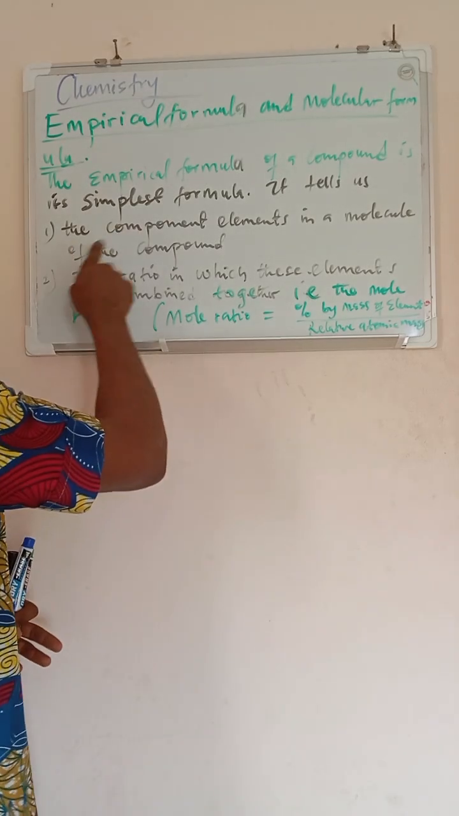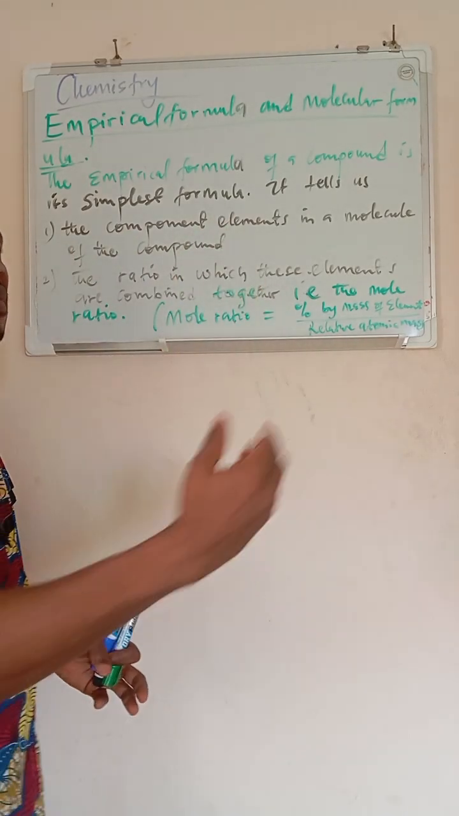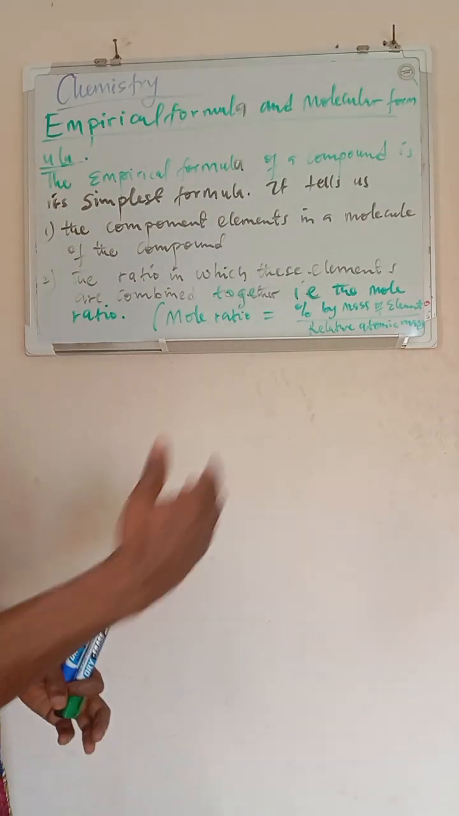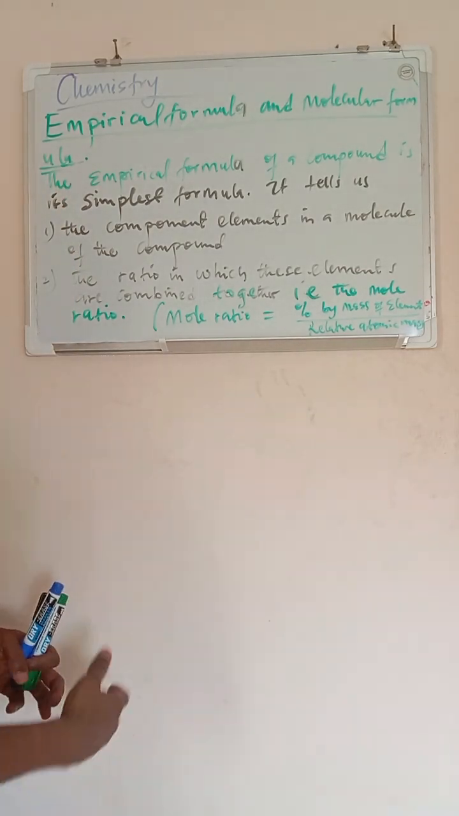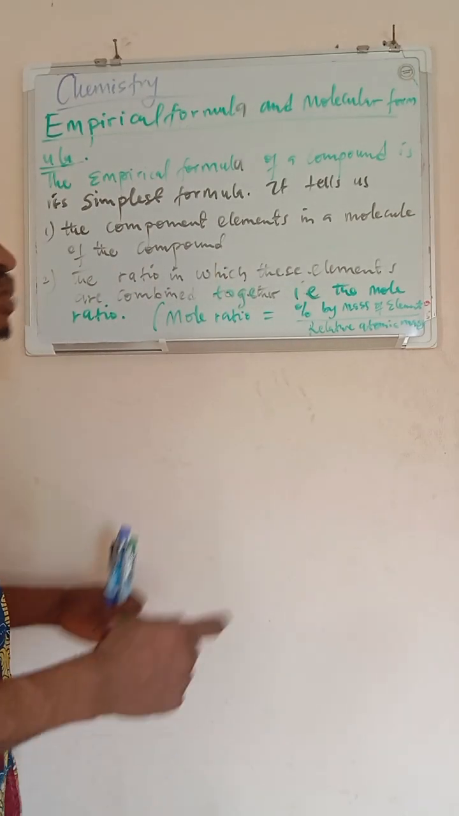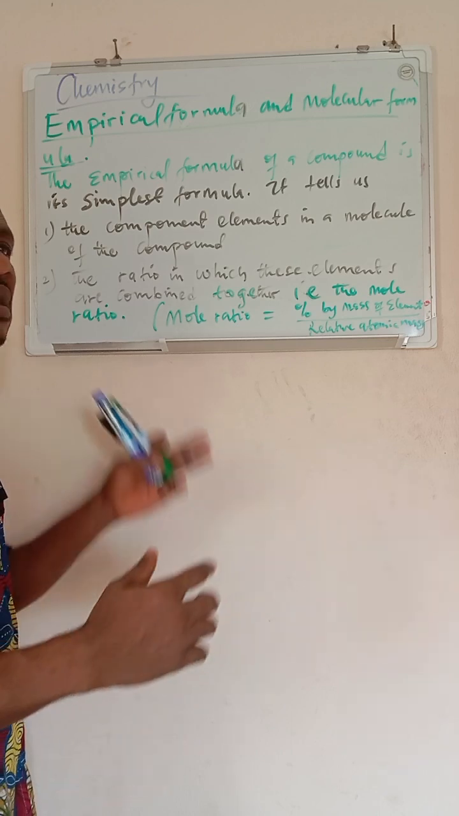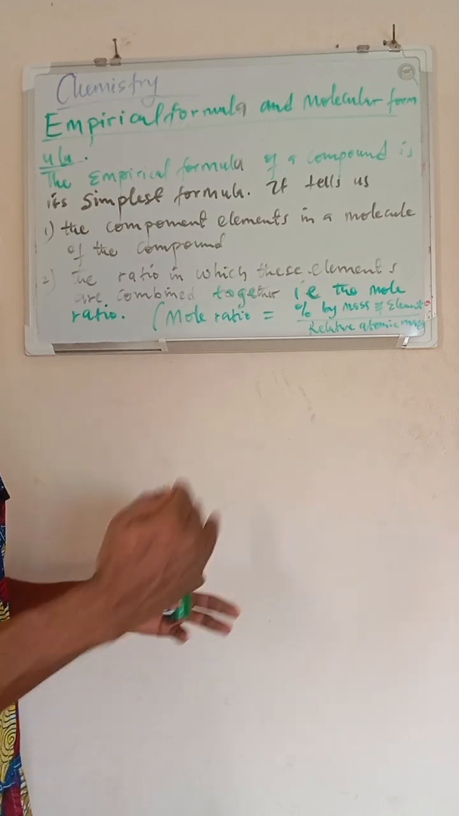It tells us the component elements in the molecule of the compound, the number of elements there. That is the first thing. The second one is the ratio in which these elements are combined together. The ratio, whether hydrogen is 2, whether carbon is 1, that is the ratio of combination.